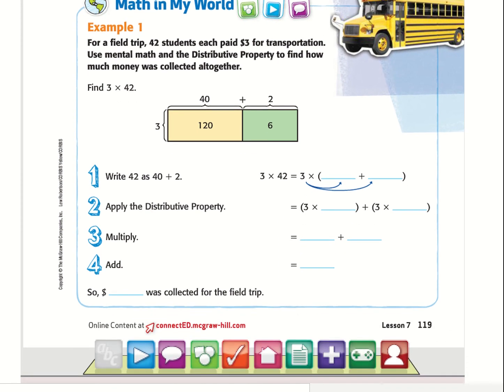So example 1, it says, for a field trip, 42 students each paid $3 for transportation. Use mental math and the distributive property to find out how much money was collected altogether. So here we're using the area model. So the 40, we're going to split the 42, we're going to split that between 40 plus 2.